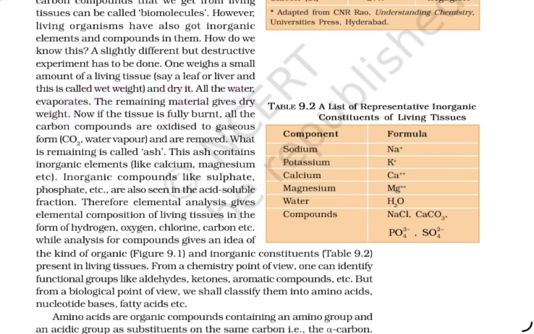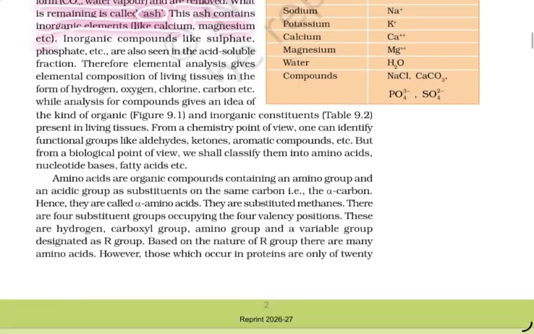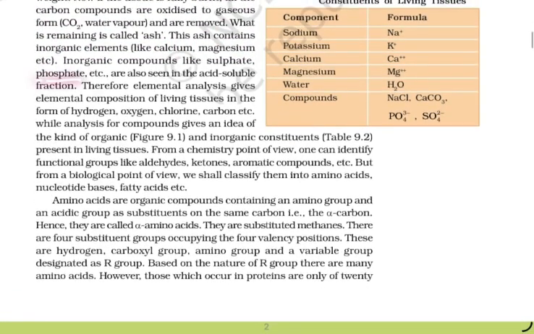Now, if the tissue is fully burnt, all the carbon compounds are oxidized to a gaseous form, CO2, and water vapor is removed. What remains is called ash. The ash contains inorganic elements like calcium, magnesium, etc. Inorganic compounds like sulfate, phosphate, etc. are seen in the acid soluble fraction. Therefore, elemental analysis gives the elemental composition of living tissues in the form of hydrogen, oxygen, chlorine, carbon, while analysis of the compounds gives an idea of the kinds of organic and inorganic constituents present in living tissues.